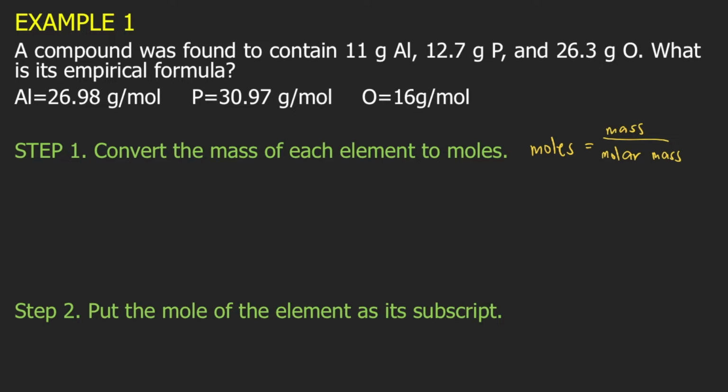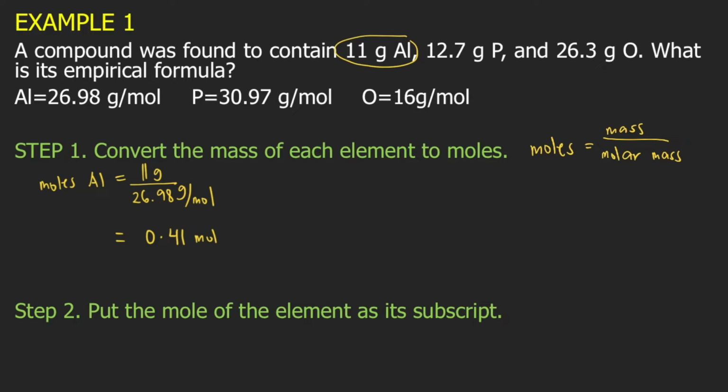So let's try solving first for the moles of aluminum. The mass of aluminum, according to the problem, is 11 grams, divided by the molar mass of aluminum, which is 26.98 grams per mole. If you solve this in your calculator, this is equal to 0.41 moles of aluminum.